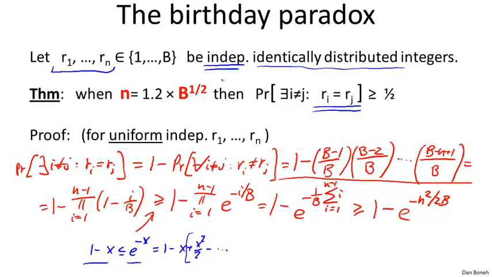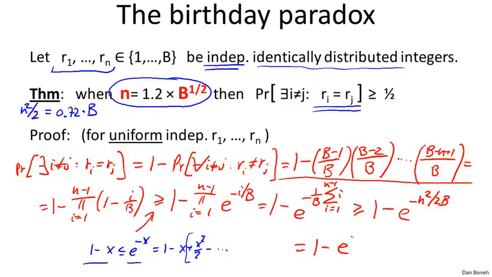Okay, very good. Now, what do we know about n squared over 2b? Well, we can derive exactly what n squared over 2b is from the relationship here. So if you think about it, let's look at n squared over 2. Well, n squared over 2 is 1.2 squared over 2. 1.2 squared is 1.44. Divided by 2 is 0.72 times the square root of b squared, which is b. Okay, so n squared over 2 is 0.72b, and as a result, n squared over 2b is just 0.72. So we get 1 minus e to the power of minus 0.72.